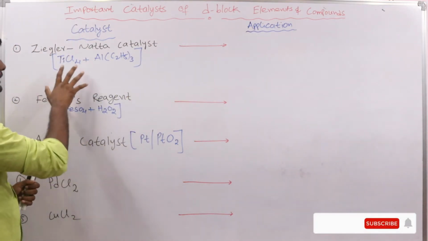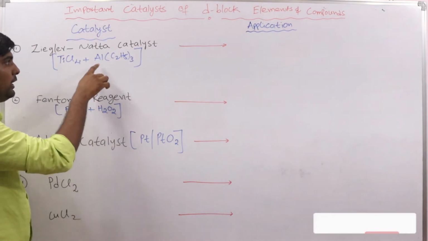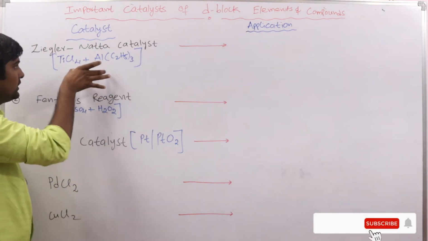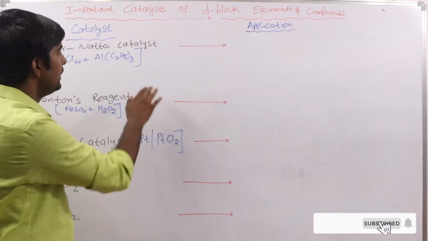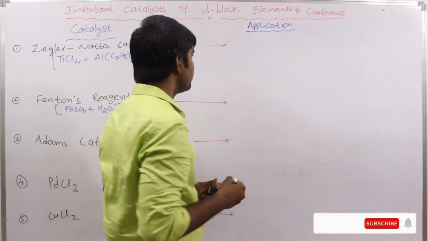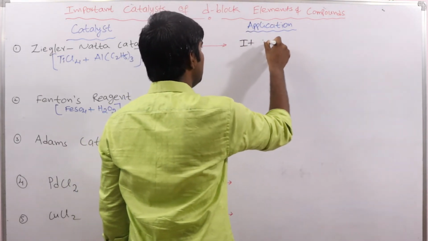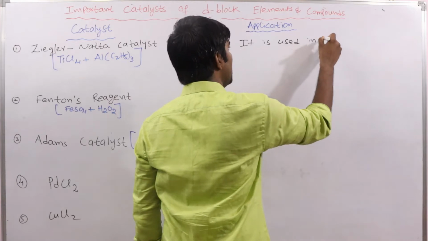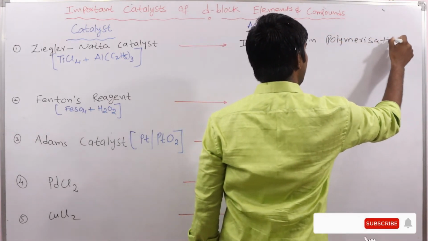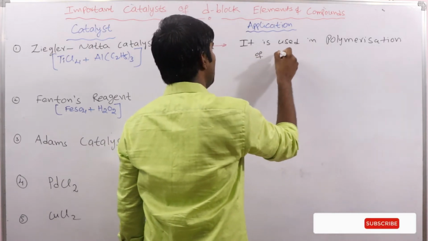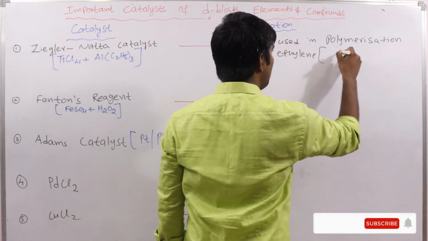First one is the Ziegler-Natta catalyst. What is that? Titanium tetrachloride plus triethyl aluminum. This combination is considered as Ziegler-Natta catalyst. What is its application? It is used in the polymerization of ethylene. That is, in the manufacture of polythene.